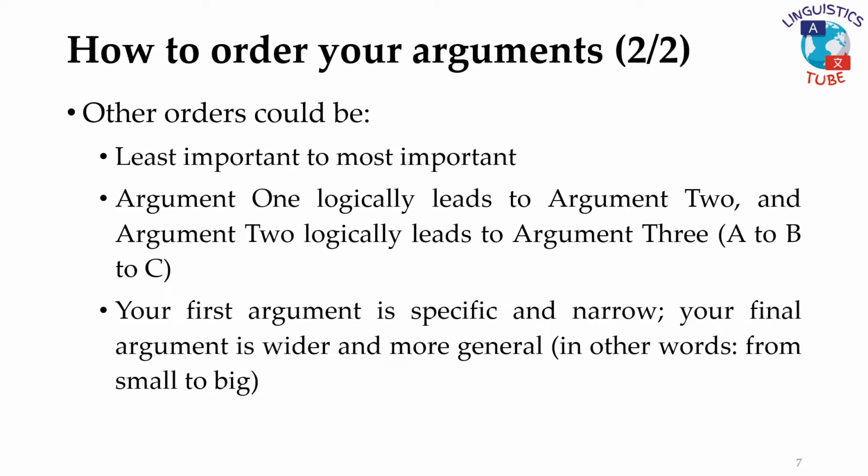Finally, there is another order which I highly recommend when there is another type of link or pattern between your arguments. Specifically, if one of your arguments is specific and narrow, and the other is wider and more general, then put the specific and narrow argument first, and the wider and more general argument last. This is more commonly referred to as the small to big order. Let's look at some examples of these.